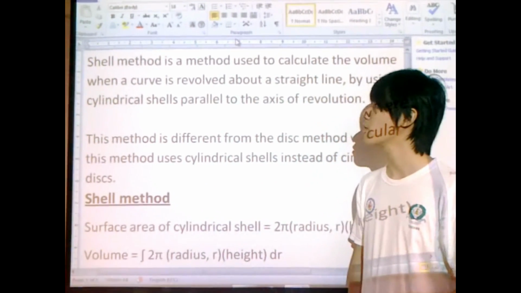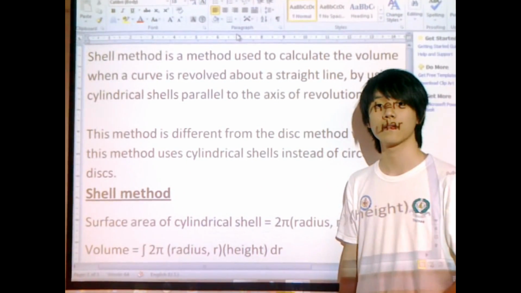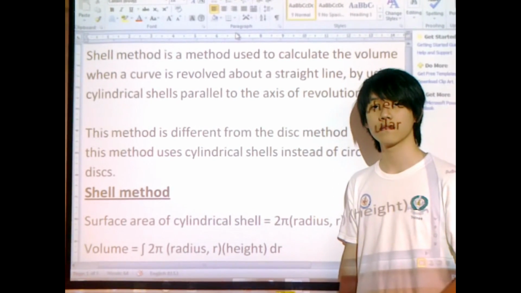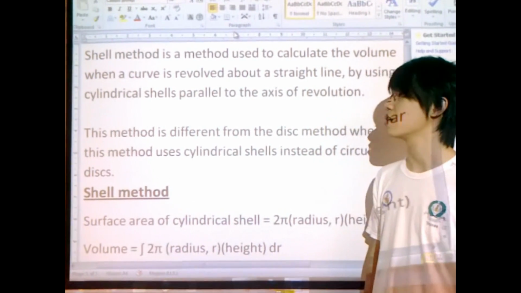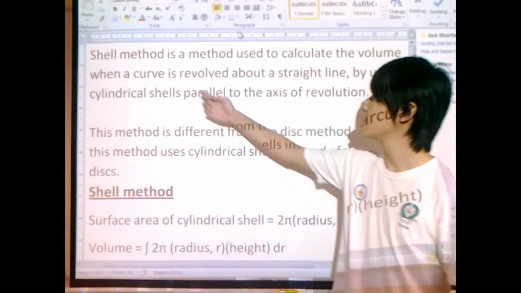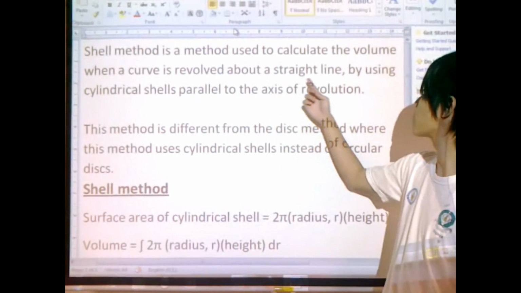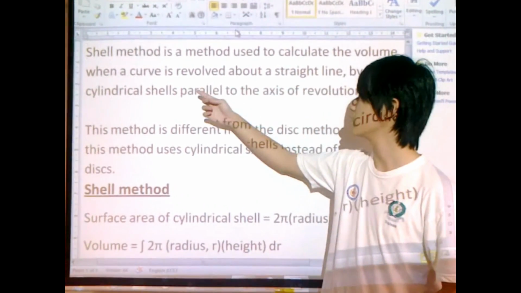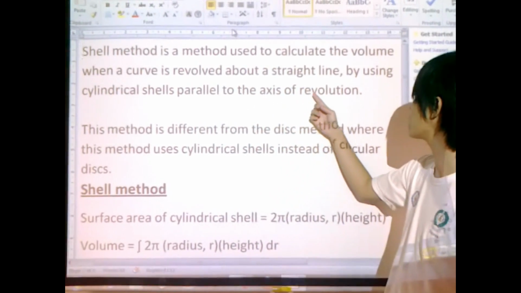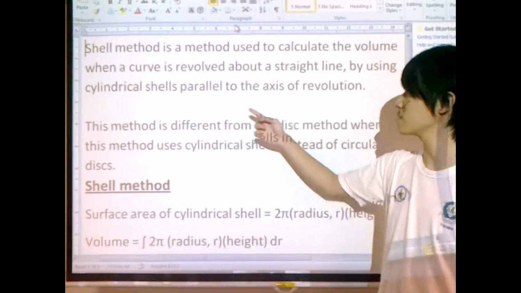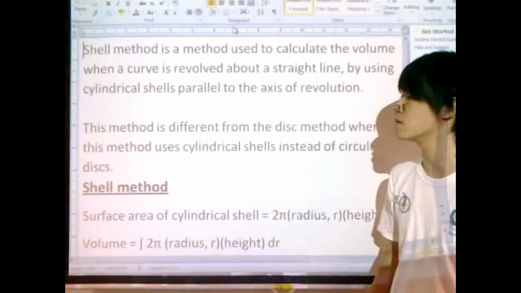Okay, so this is part one of what is the shell method. In this first part, we are going to explain what the shell method is. As you can see here, the shell method is a method used to calculate the volume when a curve is revolved about a straight line by using cylindrical shells parallel to the axis of revolution.